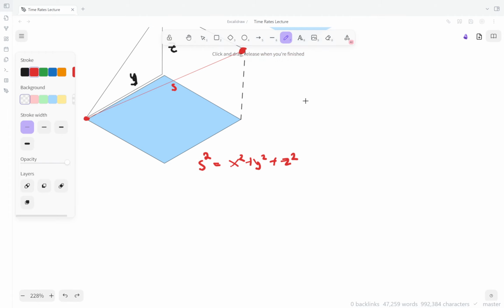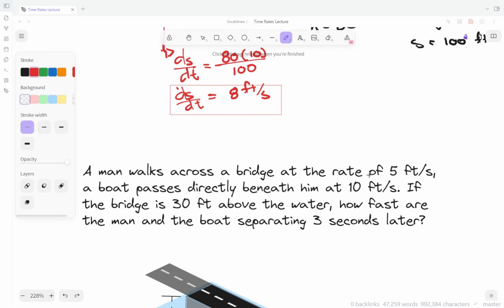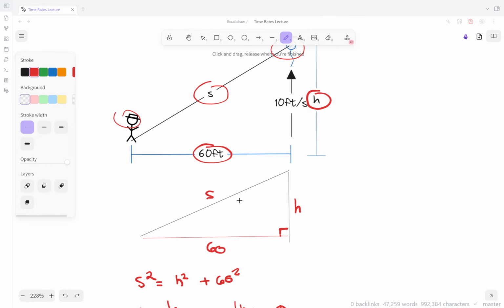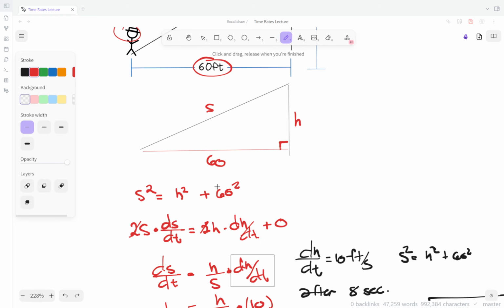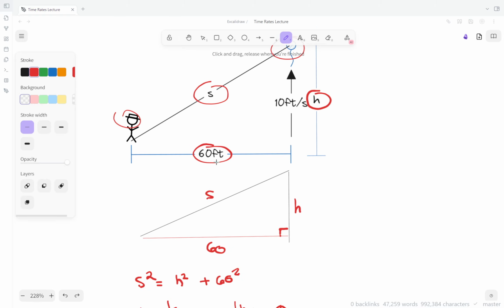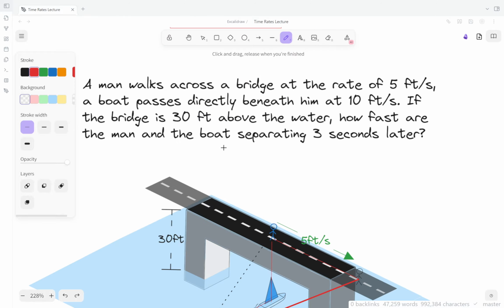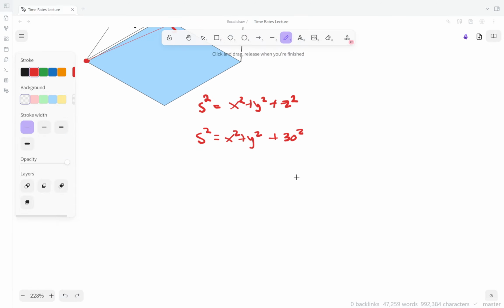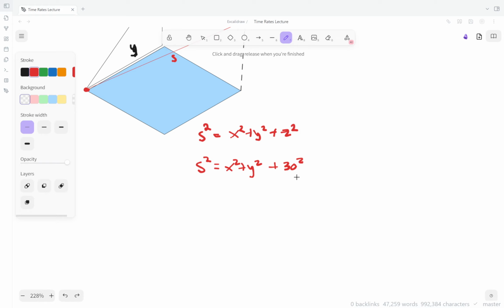So for that, instead of writing z, we can simply write s squared equals x squared plus y squared plus 30 squared. This is like a previous example earlier where we had the value 60 feet. We didn't put a variable like x or y to represent it because it's a constant. It doesn't change. No need to represent it with a variable. That makes our lives easier because now we're just going to deal with 3 variables.